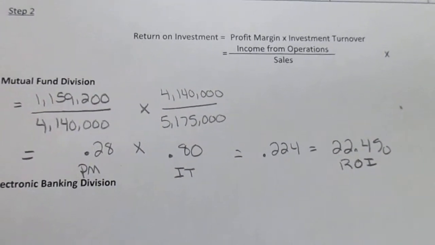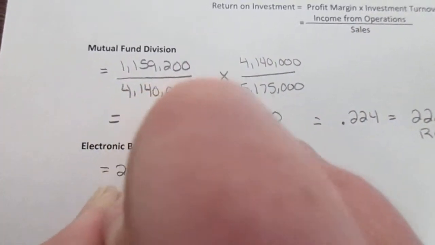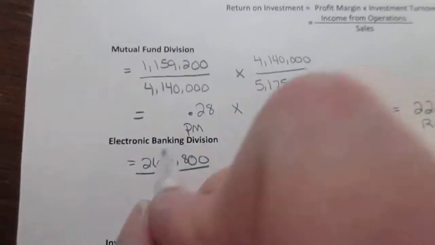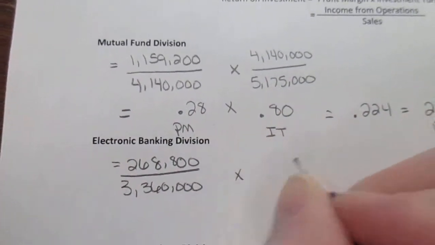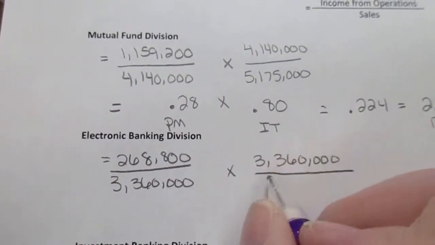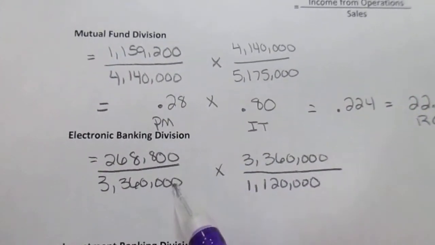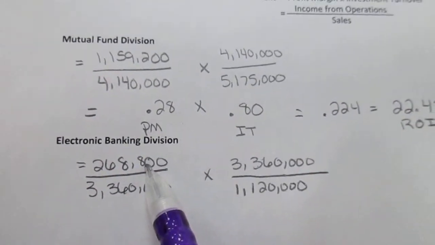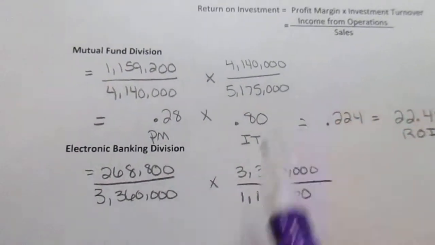Okay? So we're going to do the exact same thing for our electronic brokerage division. We're going to take 268,800 divided by 3,360,000 times 3,360,000 divided by 1,120,000. And again, these two numbers are identical because they're both sales. This one is your income from operations, and this one is your invested assets. This one came from our book. The other three came from up above.